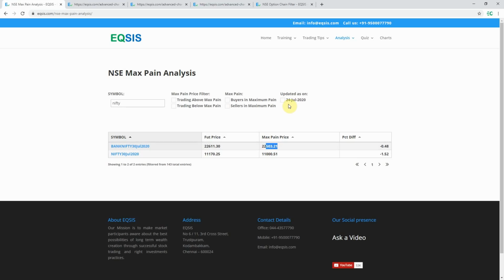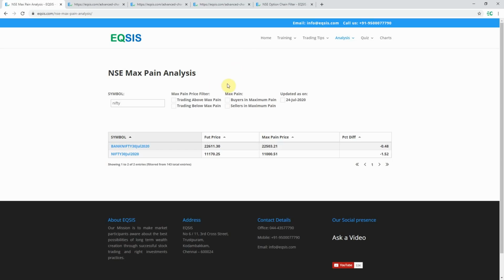I think this was settled as of 24th July, but we quickly update it as soon as the data is available to us, so that when I upload the video you can see the latest data as well. So I hope you guys get some clarity in terms of what we mean by the option chain and the max pain analysis up to this particular level.